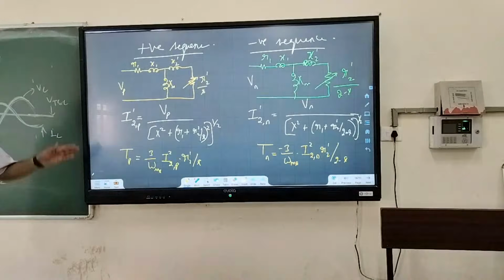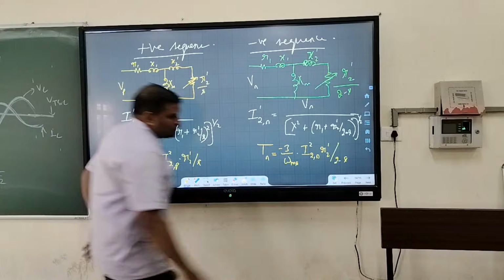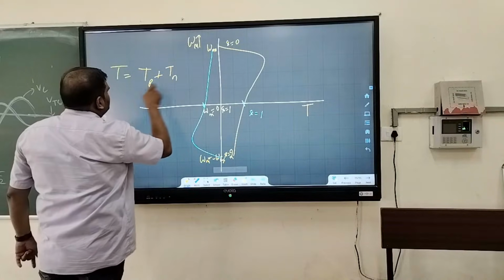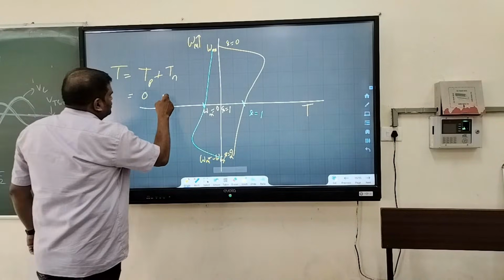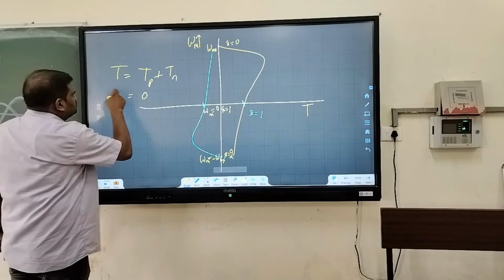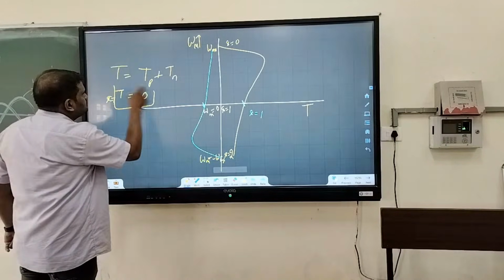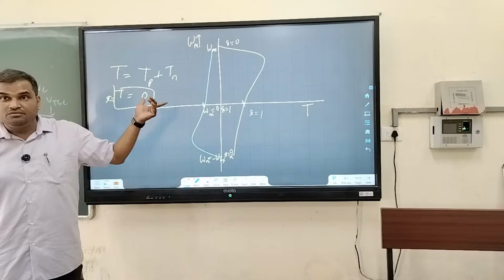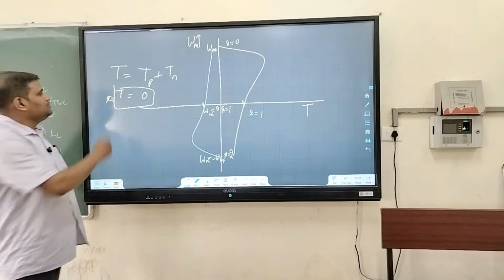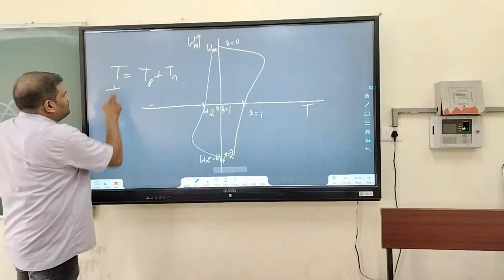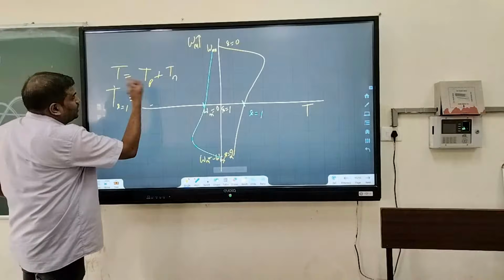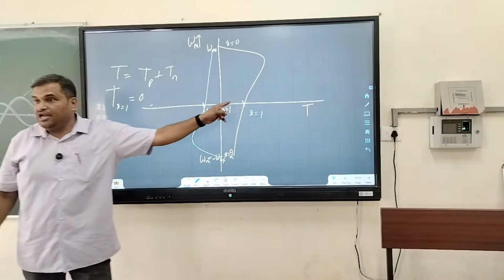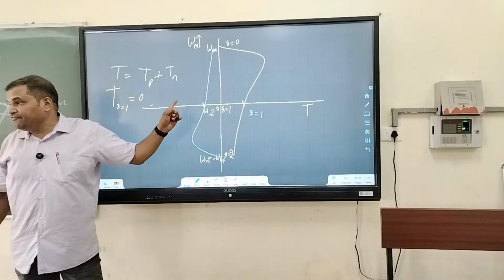So what is the total torque here? Total torque is equal to Tp plus Tn. At S equal to 1, T is equal to 0, because the positive torque and negative torque are equal. क्योंकि जब S का value 1 है, the value of T when S is equal to 1, whatever the positive torque, same is the negative torque. So this term will be equal to 0. You can see graphically here, जितना positive torque है उतना negative torque है. This is the torque axis.